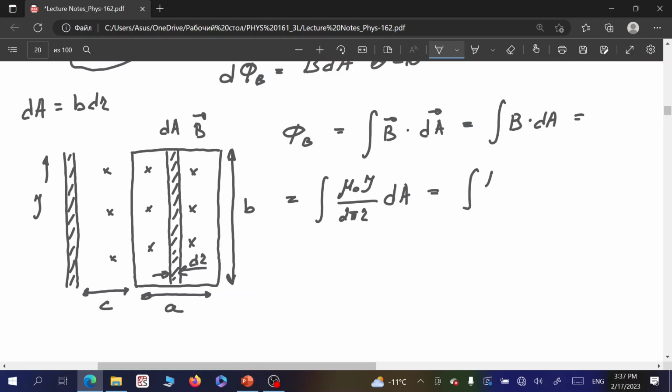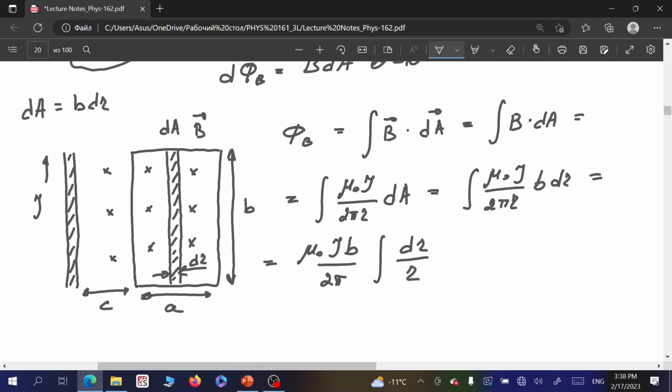So it will be mu naught times I over 2 pi r. Instead of dA, we have B times dr. And now we can factor out from this integral all our constants. So it will be mu naught times I times B divided by 2 pi. And under the integral, we will have dr over r.